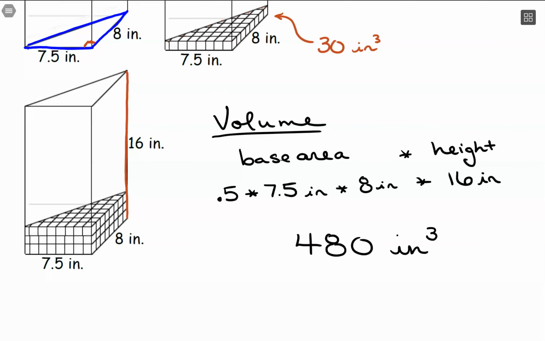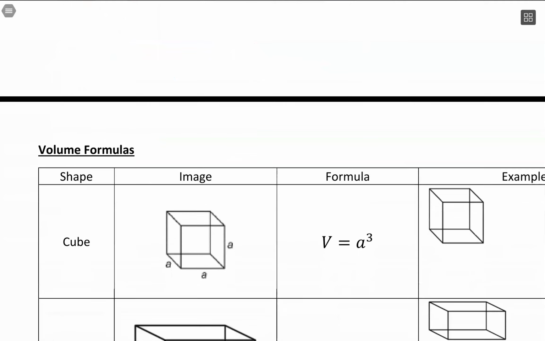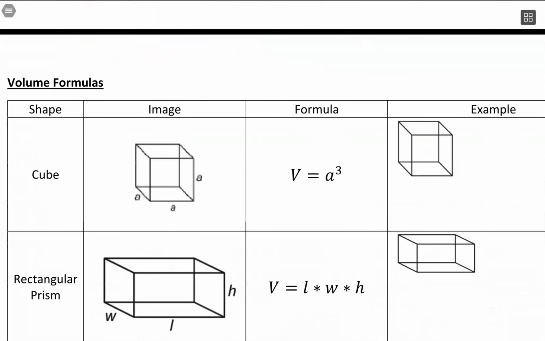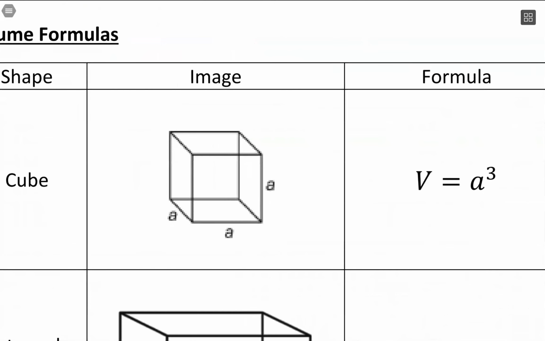Now let's look at some formulas and examples here. So with the cube, a cube would have all the same side lengths, and this would be a case where the base would be a square. So it's kind of like we're taking our base times height.